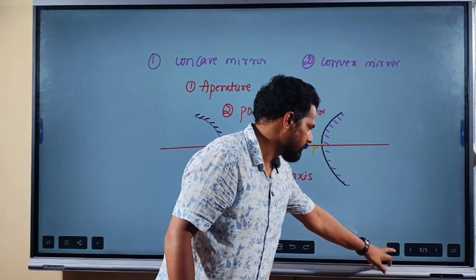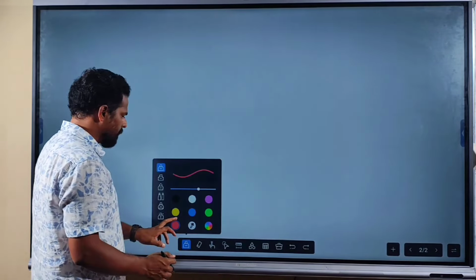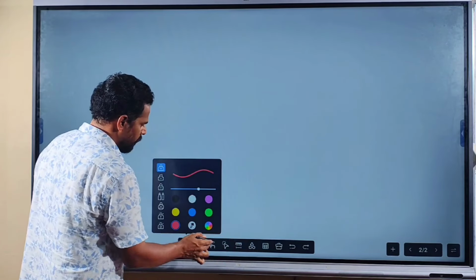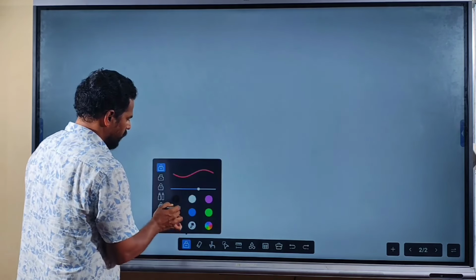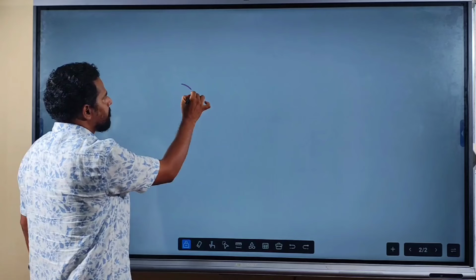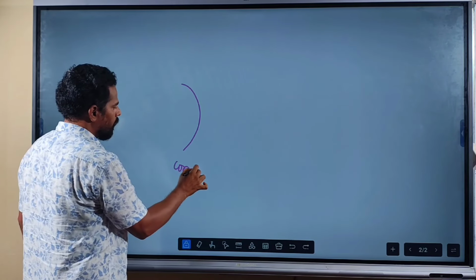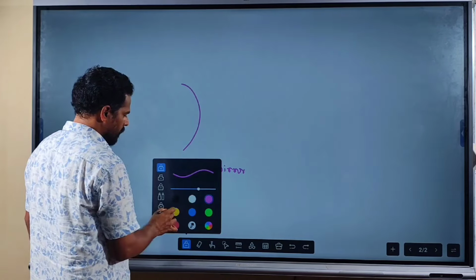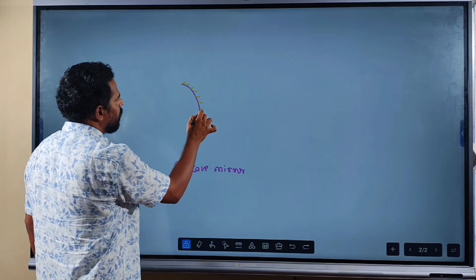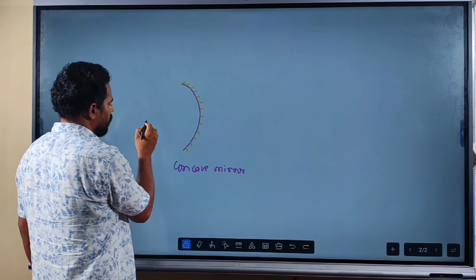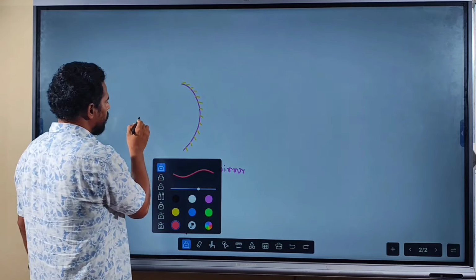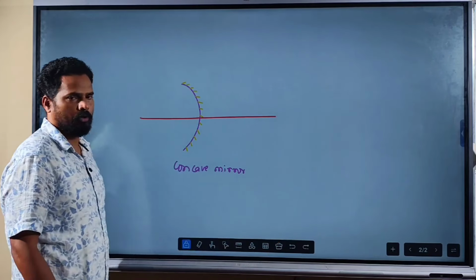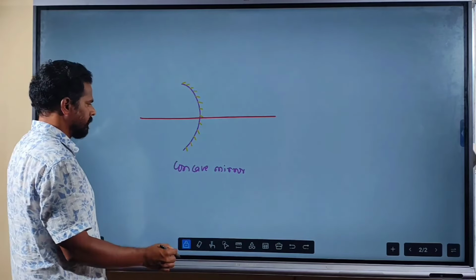Now next, principal axis, understood? Okay, take the next. Which mirror is this? Concave mirror. Okay? So this is the back of the mirror.